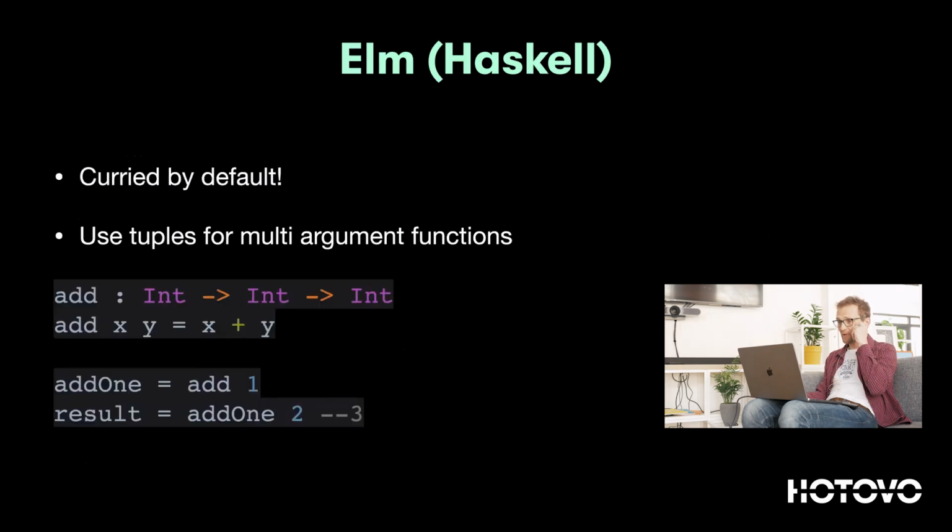Elm, which is heavily inspired by Haskell. What's interesting here is that all functions are curried by default. So this is basically the standard way you would write functions in Elm or Haskell. There are a couple more, like Unison.